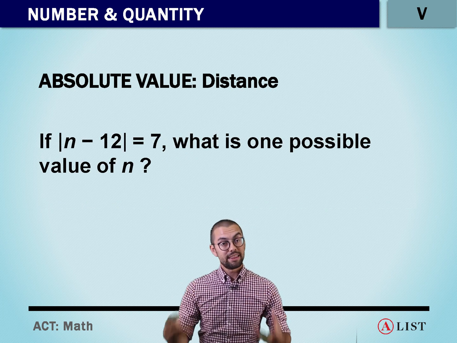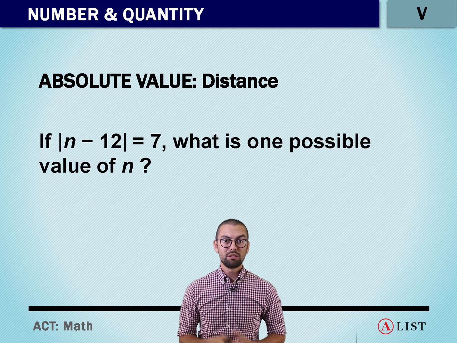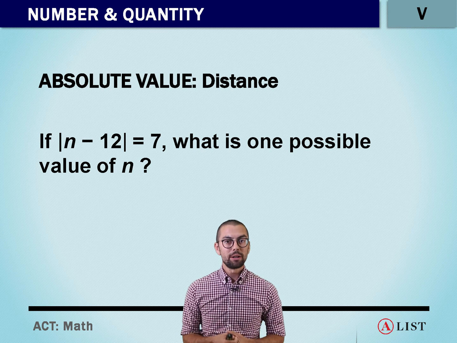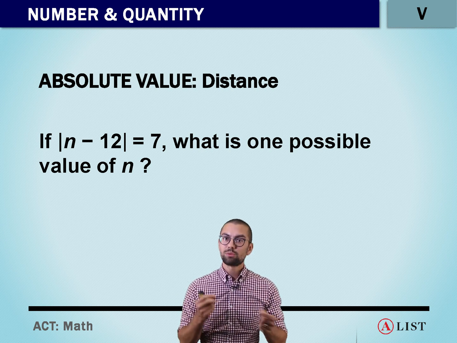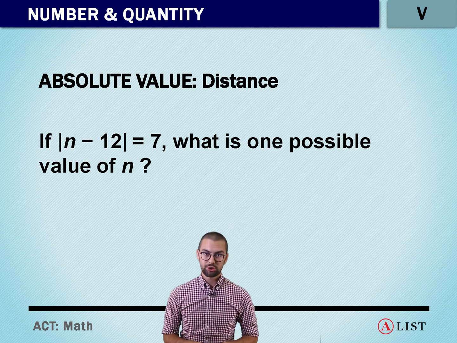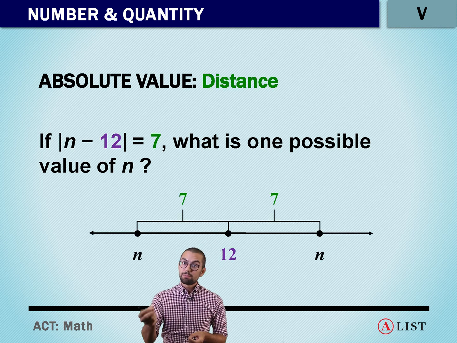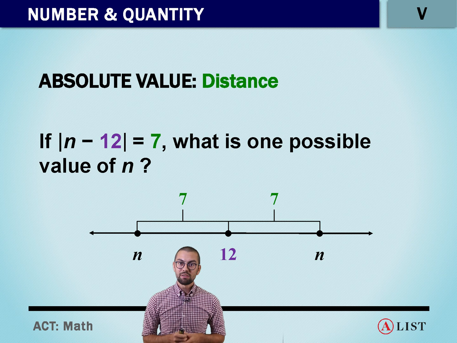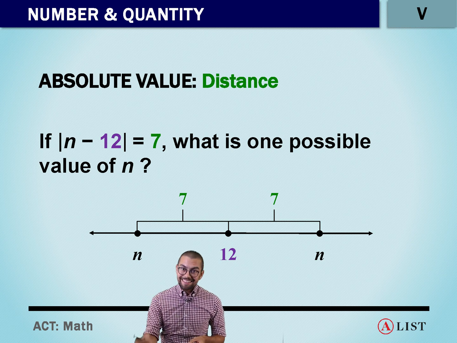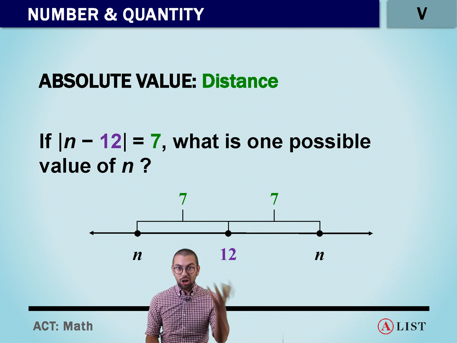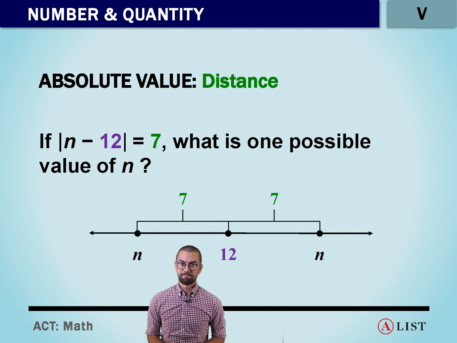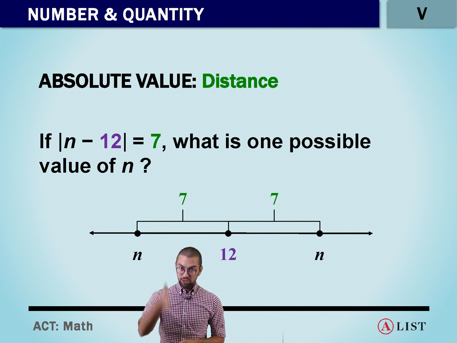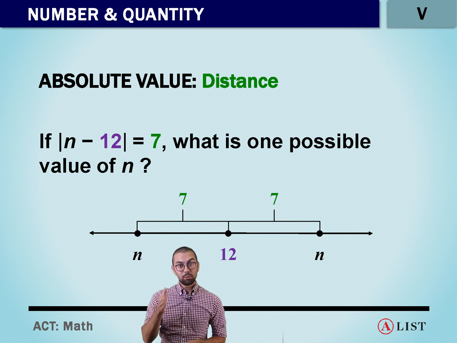So let's go back to that same example we looked at before. We said if the absolute value of n minus 12 equals 7, then what is one possible value for n? Now instead of thinking about this as writing two equations, I can draw a picture. If we look at the absolute value of n minus 12, the way we think about that is that the distance between this unknown value n and the value 12 is going to be 7. So on a number line, we could put 12 right in the middle, and the distance between n and 12 is 7.